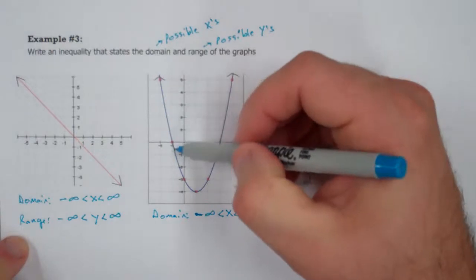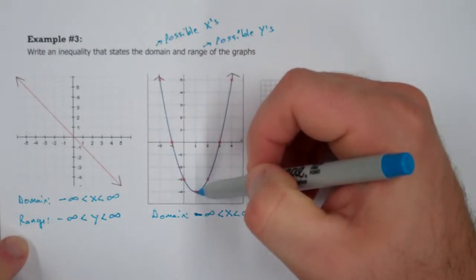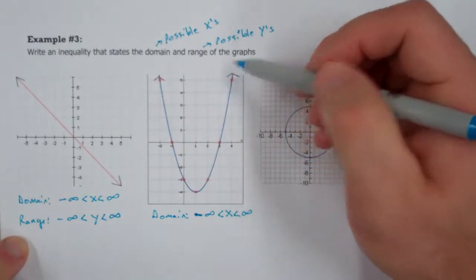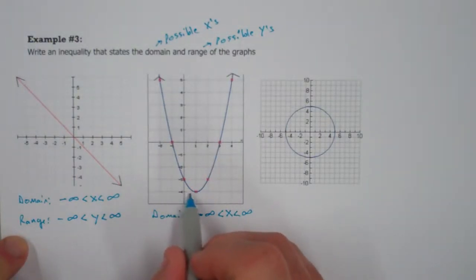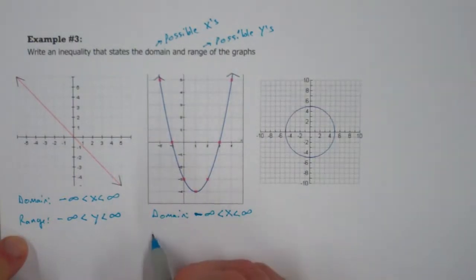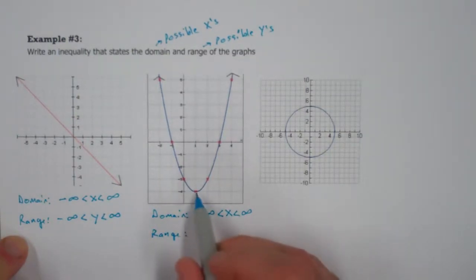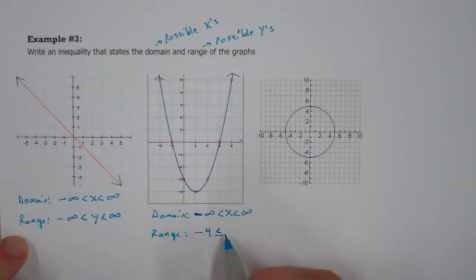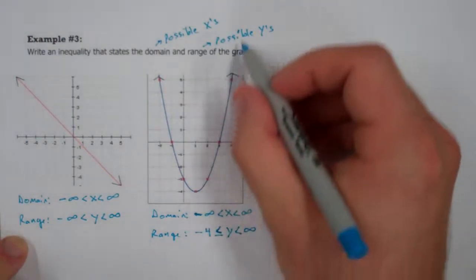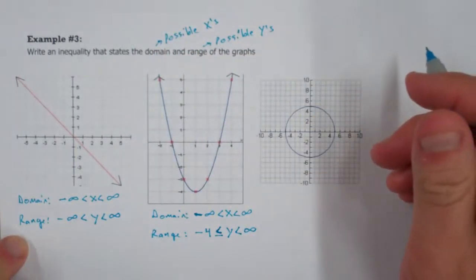The y values, though, go down to this minimum and then come back up. So nowhere below -4 does this graph exist. That's the lowest it will be. It could be equal to that, though, so we want to include that point. And then we can go to infinity as either end of the graph goes to infinity.